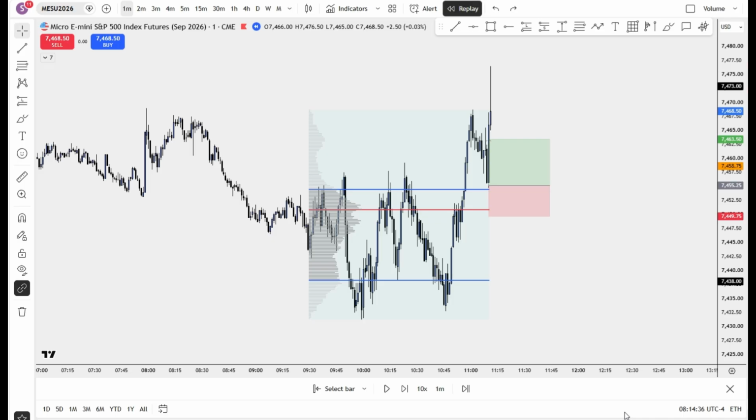Volume Profile is one of those tools that completely changes how you see the market. Instead of guessing, you start understanding where real participation happens. And once you learn to read acceptance and rejection properly, charts become much clearer.